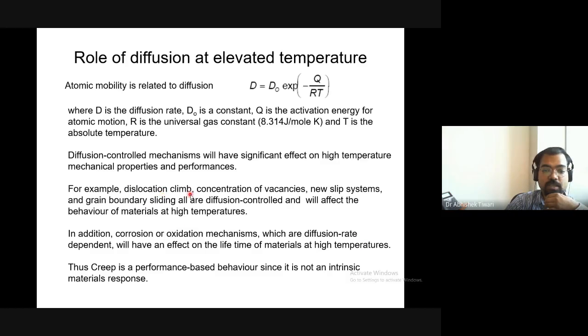As we discussed, dislocation climb will be a very important phenomenon. The concentration of vacancies is important for dislocation climb, because that is what we call non-conservative movement of dislocation, where vacancies provide the mechanism for the dislocation to go on a higher plane. Then we also discussed that new slip systems can be activated at higher temperature. Another phenomenon which we did not discuss is grain boundary sliding. What is happening is there are two grains, in a three-dimensional structure, and they are in contact.